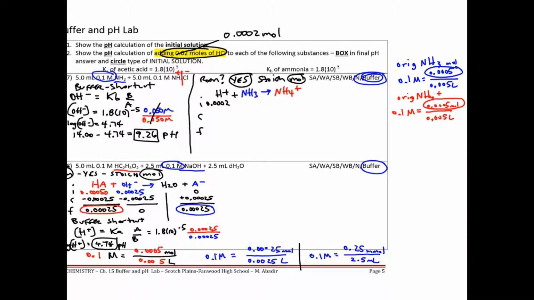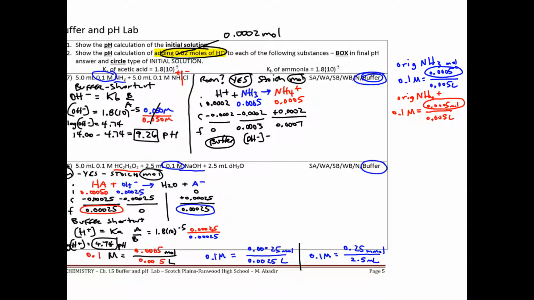So I'm going to write it over here, 0.0005 and 0.0005. Now I'm going to run out of the H plus. So we're going to put the change line following the ratios. And when you're all done with this, you got no more H plus. You got 0.0003 moles of NH3. And you got 0.0007 moles of the NH4 plus. So now what do you have? You have a buffer. So to use the buffer shortcut, I'm going to take the OH shortcut since I know the KB.